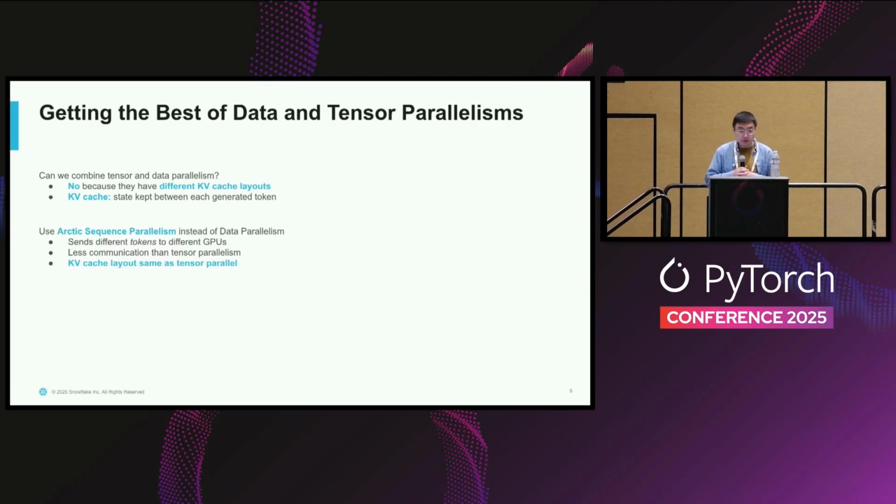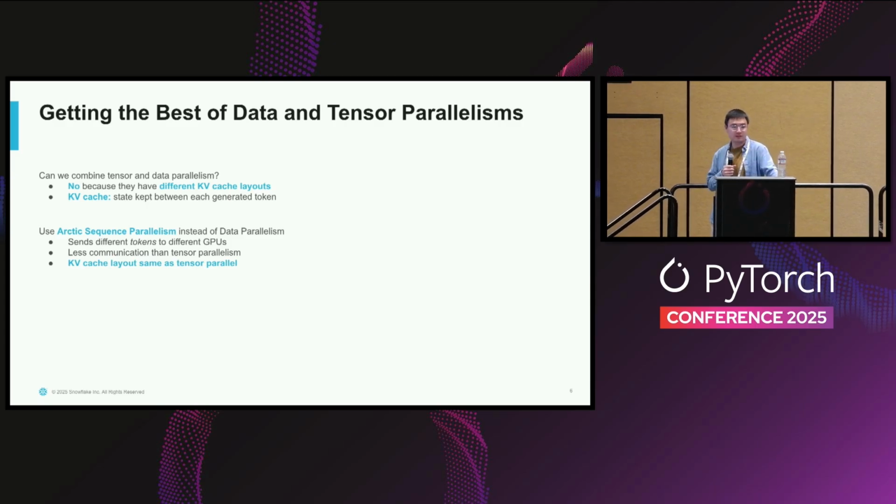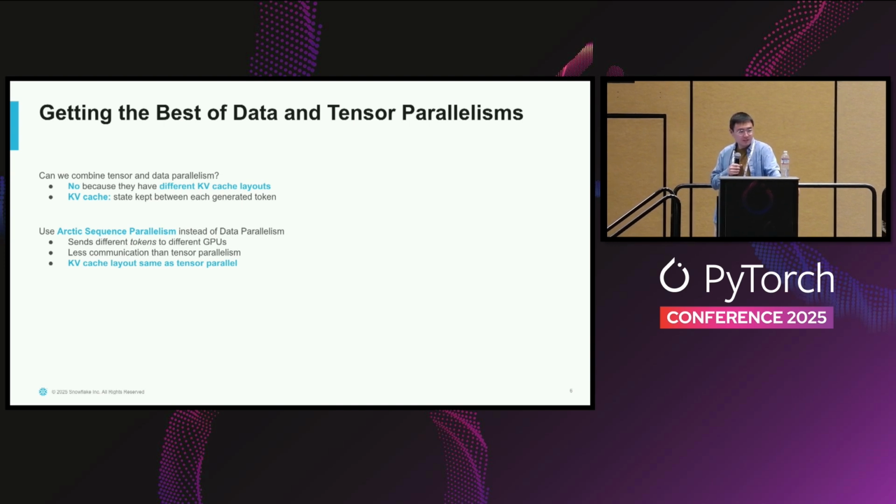So to address this, we developed a new form of parallelism called Arctic Sequence Parallelism, aka Ulysses Sequence Parallelism. I think the previous speaker, Tunji, touched on that a bit. In Arctic Sequence Parallelism, instead of sending different requests to different GPUs, we're sending different tokens to different GPUs. This still incurs some communication across your GPUs, but it's nowhere near as bad as what tensor parallelism incurs. And more importantly, the KV cache of Arctic Sequence Parallelism is exactly the same as for tensor parallelism.